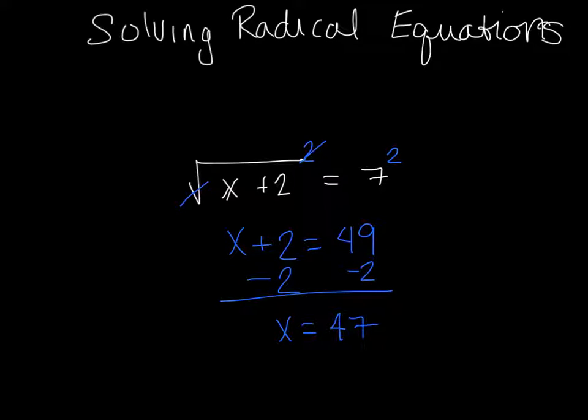Now you always want to double check. If you take 47 and plug it in, we can square root that number, which is 49, and the square root of 49 actually does equal 7, so this is good. So this is my answer, because when you solve radical equations, you can end up with something called extraneous solutions, which means you got an answer, but it doesn't actually work, so you have to cross it off. Let's look at another example.